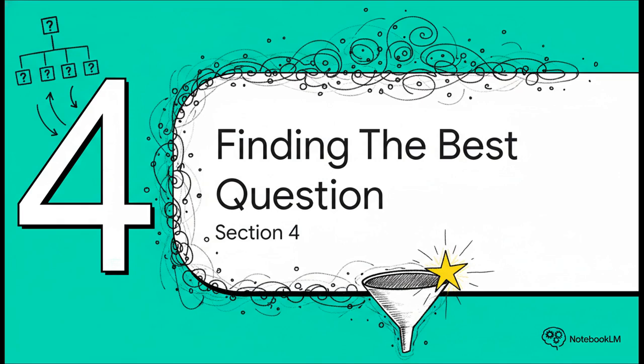But this all leads to one really important question, right? How does the tree know which questions to ask, and in what order? I mean, how does it find the best question to ask at each step? Well, the secret sauce lies in two key concepts: entropy and information gain.